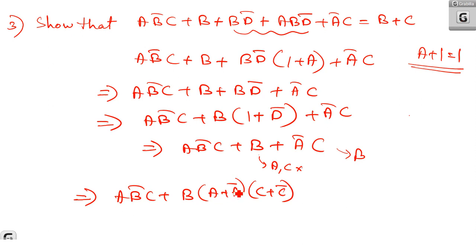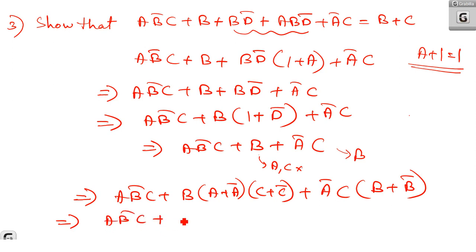A or A bar is 1. Similarly, C or C bar is 1. Similarly, in the last term B is not there, so A bar C into B or B bar. Now try to expand it. That gives A B bar C or A B bar C or A B bar C or A B.